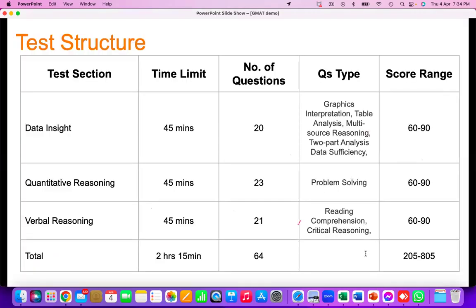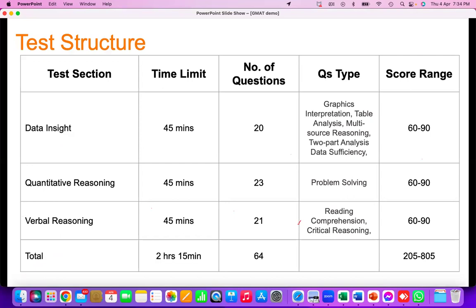Okay, 45 minutes each. Fine. Now in Data Insight, you have 20 questions to be answered within 45 minutes. The types of questions are graphics interpretation, table analysis, multi-source reasoning, two-part analysis, and data sufficiency. Earlier, data sufficiency was not here, but now data sufficiency is put in Data Insight. So these are the types of questions.